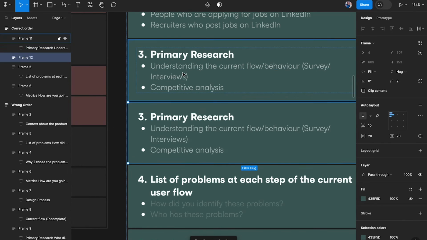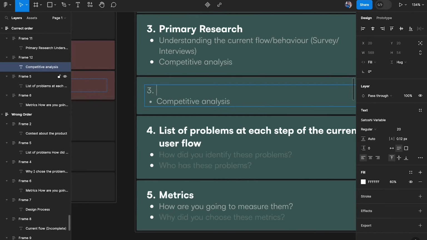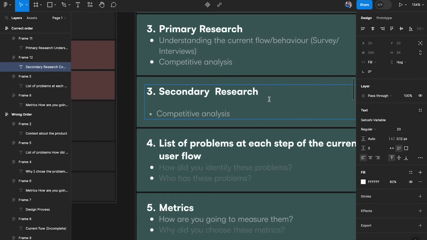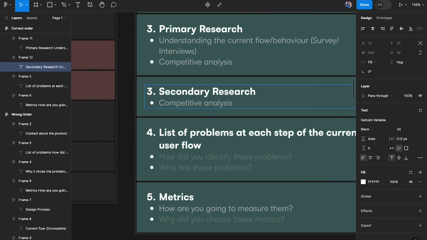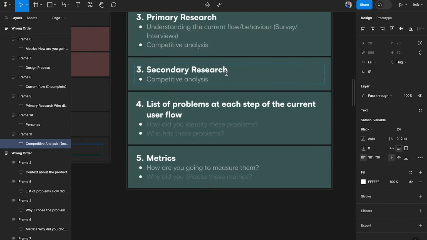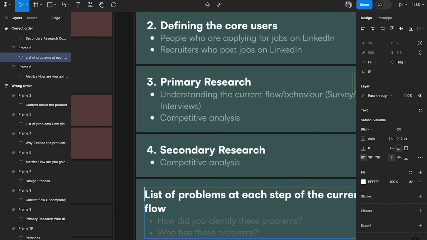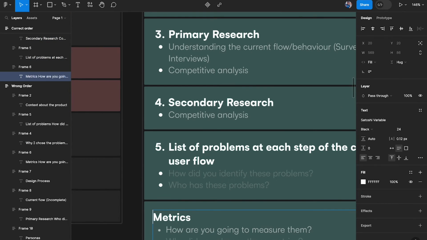Although I would probably break this into another one called the secondary research. All right. And this will be competitive analysis. All right. And again, the competitive analysis wasn't really helpful, right? So I would even come here and say this is incomplete. All right. And then this would be 4, this would be 5, and then this would be 6, right?